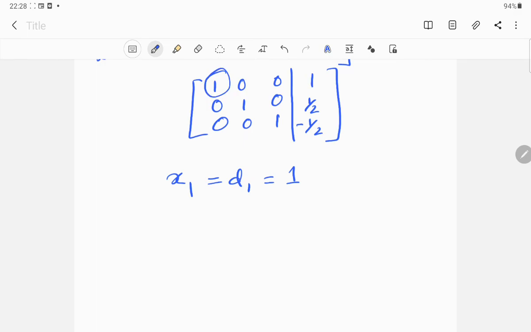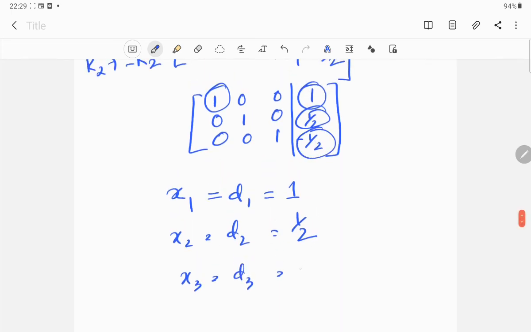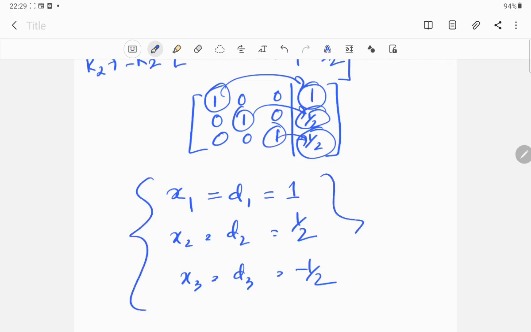Okay, and this comes out to be 1. Similarly, x2 equal to diagonal element d2, so that is nothing but half. Okay, and x3 equal to d3, so it is also equal to minus half. Okay, so this belongs to this, and this belongs to this. Okay, provided you get this diagonal element as one. If you get some other element, then you will have to do the multiplication.